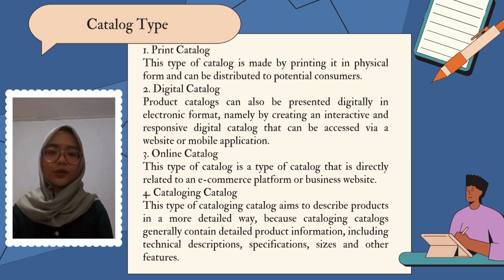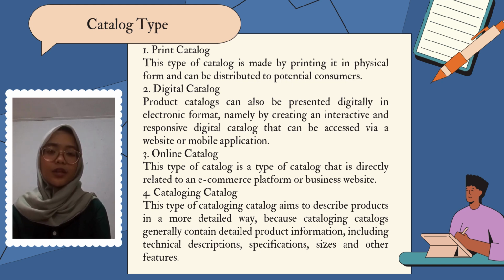Secondly is the digital catalog. A product catalog can also be presented digitally in electronic format, namely by creating an interactive and responsive digital catalog that can be accessed via website or mobile application. This digital catalog can feature quality images, engaging product videos, and direct links to the purchase page. The advantages of a digital catalog are that they provide easy access, are easy to disseminate on social media, and are environmentally friendly to use.